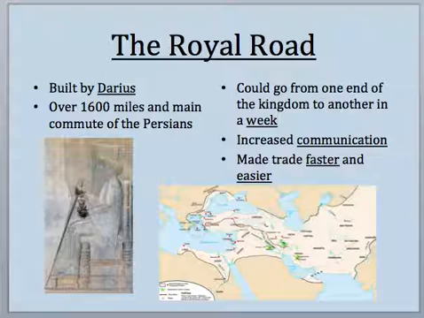So, let's talk more specifically about Darius's Royal Road. It stretched 1,600 miles. It was the main commute of the Persians. Think of it as like a major interstate system, the first and most well thought out interstate system for trade. And this was developed by Darius and the Persian Empire. People could go from one end of the kingdom to another in just a week. Now, that doesn't sound like a lot nowadays, but that was an incredible feat to accomplish. So, it increased communication as people are moving faster, and it also, of course, made trade easier.